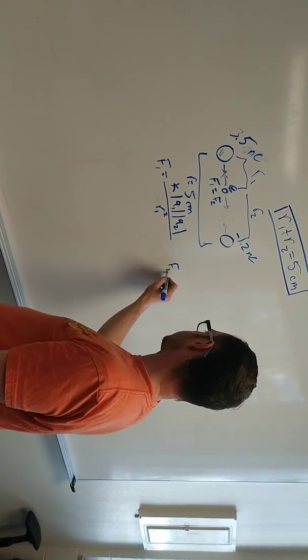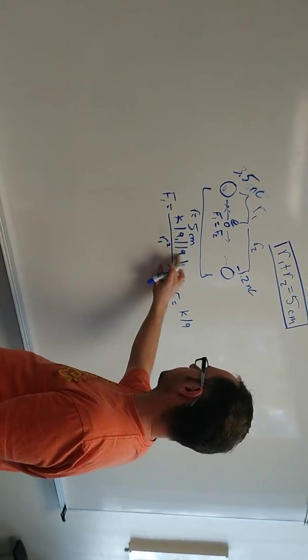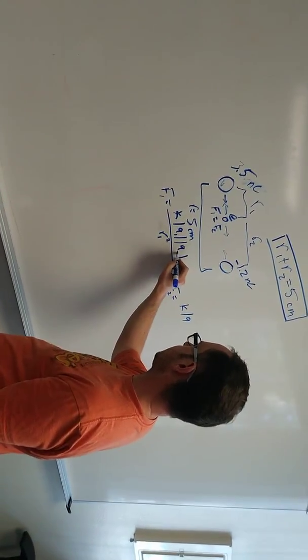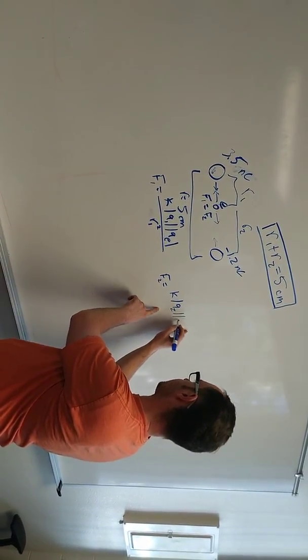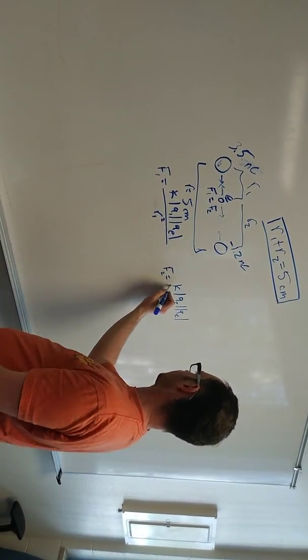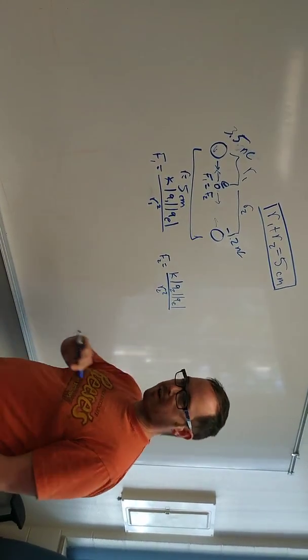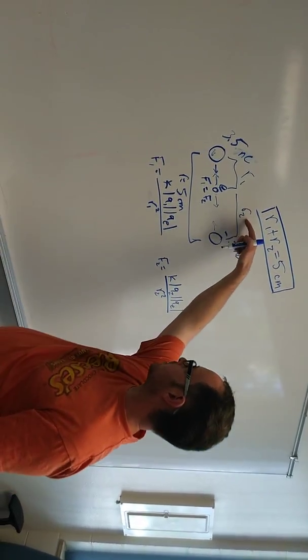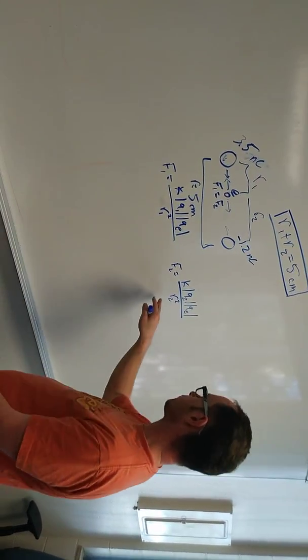And F sub 2 is going to equal K sub E times Q sub 2 times Q sub E, the charge of the electron, divided by R sub 2 squared. This is hard. Okay. And then you have R sub 2. That's the distance between this electron and this charge over here.